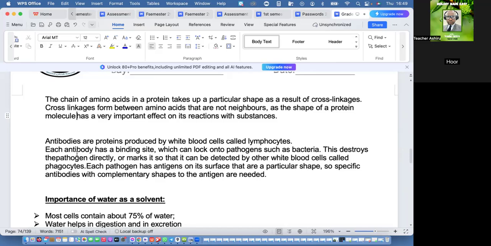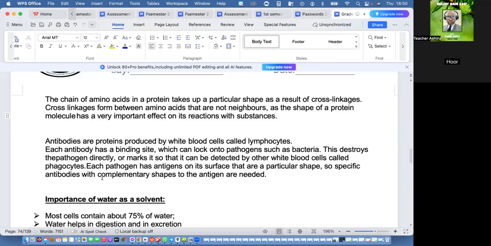Antibodies are proteins. We talked about antibodies today. Antibodies are proteins produced by white blood cells called lymphocytes. Each antibody has a binding site, which can lock onto pathogens such as bacteria. This destroys the pathogens directly or marks them so that they can be detected by other white blood cells called phagocytes.